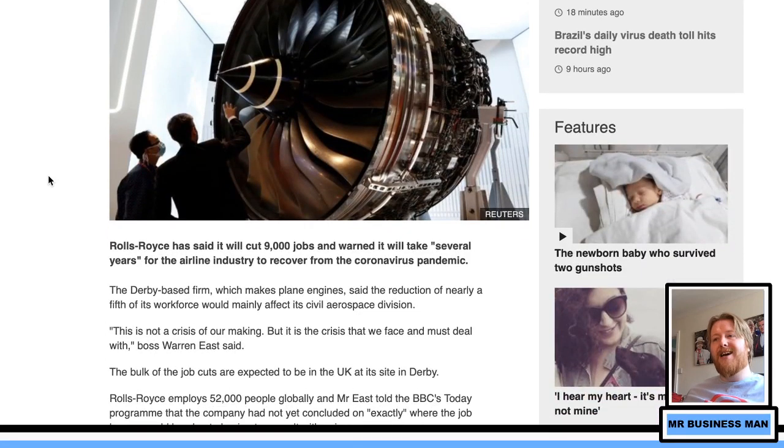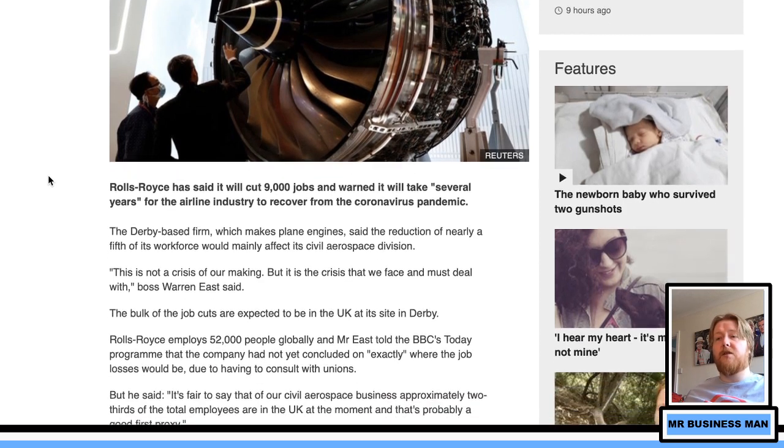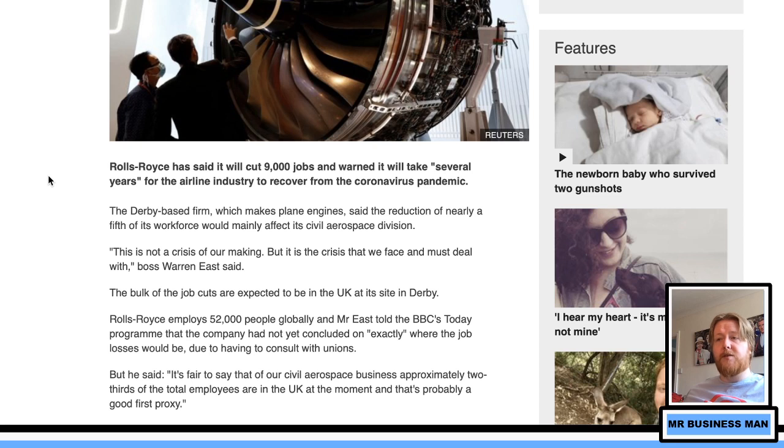Rolls-Royce has said it will cut 9,000 jobs and warned it will take several years for the airline industry to recover from the coronavirus pandemic. The Derby-based firm, which makes plane engines, said the reduction of nearly a fifth of its workforce would mainly affect its civil aerospace division. This is not a crisis of our making, but it is a crisis that we face and we must deal with. The bulk of job cuts are expected to be in the UK.